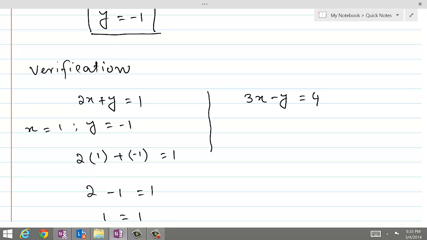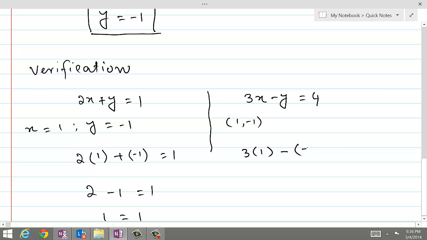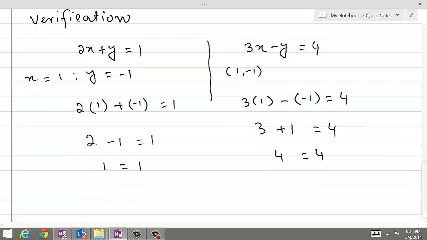And let's see the second line here. The pair is (1, -1), means x is 1 and y is -1. 3 times 1 minus, instead of y again we have minus 1, equal to 4. So this is 3, negative times negative will become plus 1, equal to 4. 4 is equal to 4. This is a true sentence.